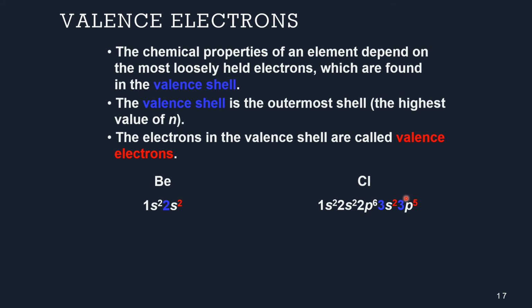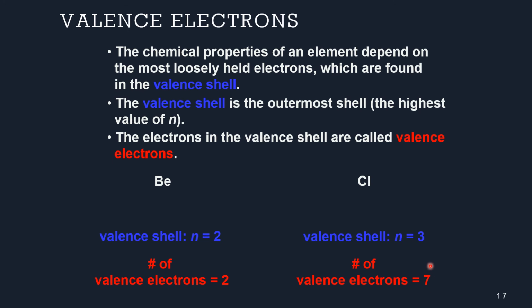Chlorine's a little different. Chlorine has a lot more electrons. Its highest energy shell is the 3 shell. It has electrons in the s subshell and the p subshell within shell number 3. So we have to add together all of the electrons in this shell to find out how many valence electrons are in our chlorine atom. So 2 plus 5 equals 7. So chlorine has 7 valence electrons. Okay, so 7 valence electrons for chlorine, 2 valence electrons for beryllium.